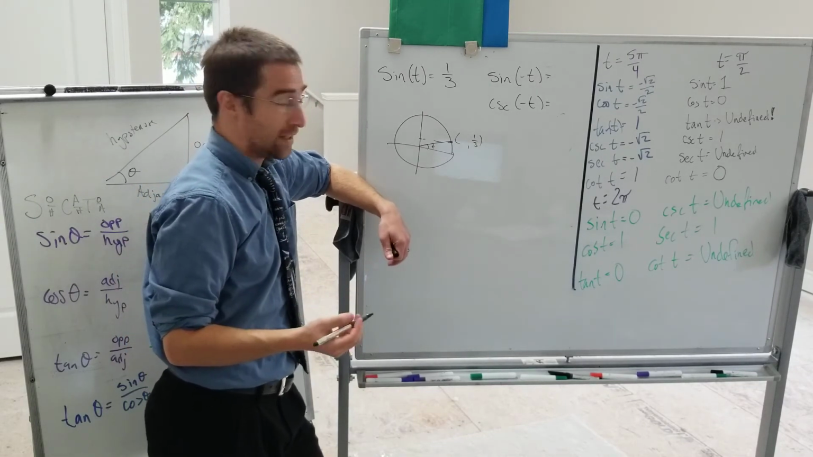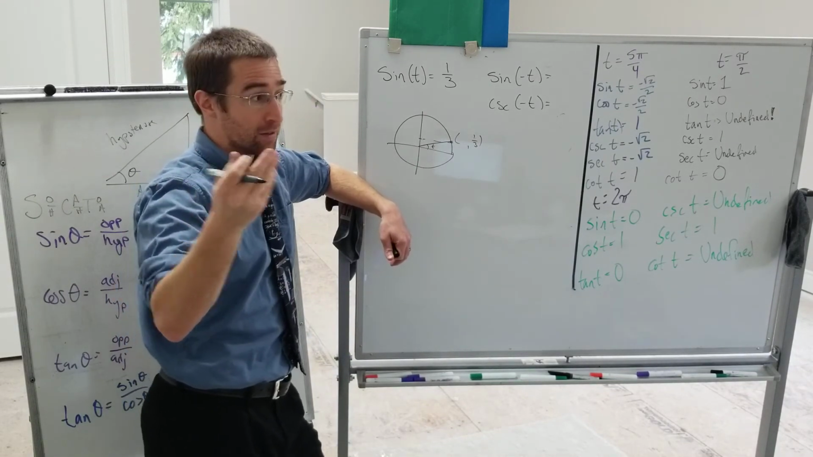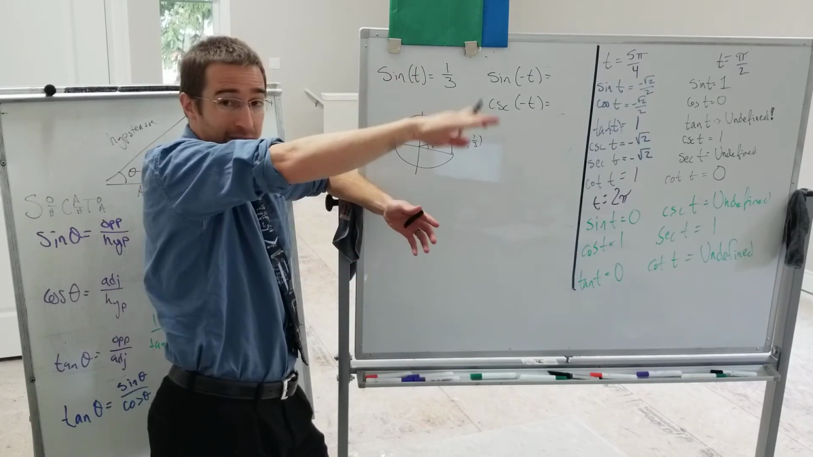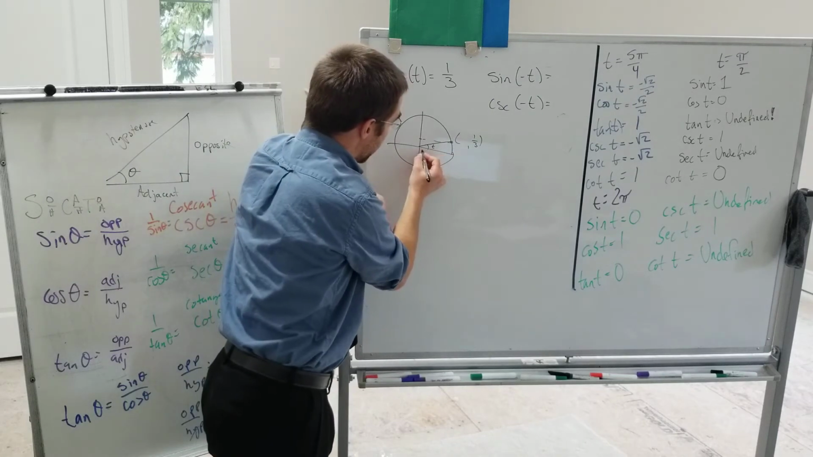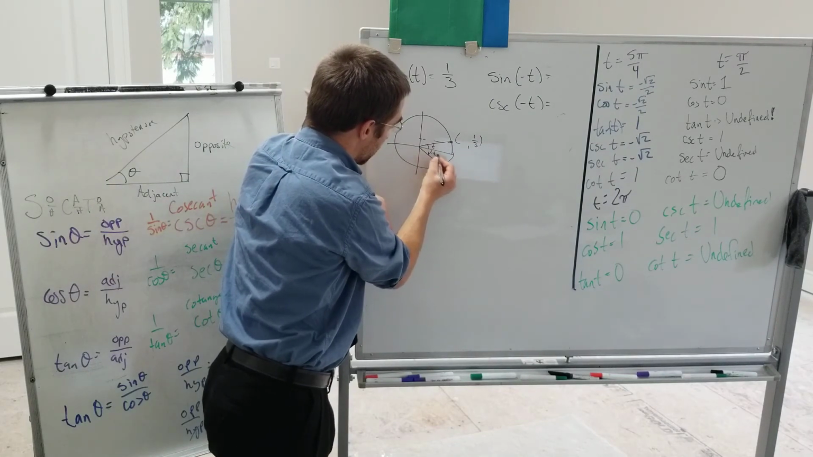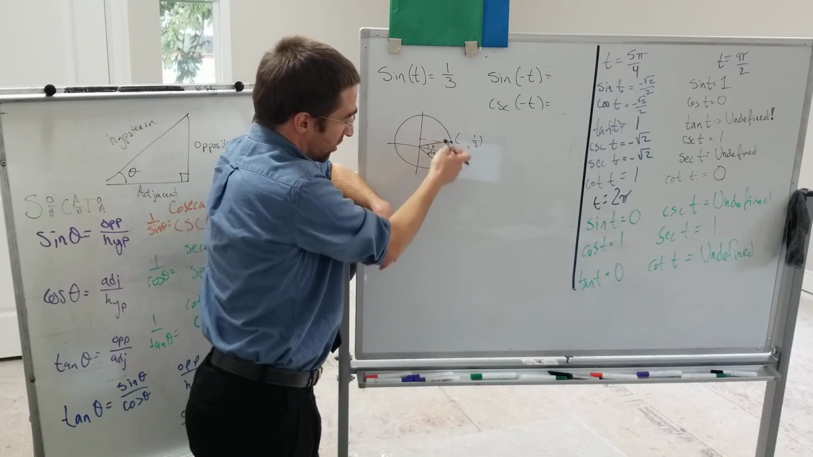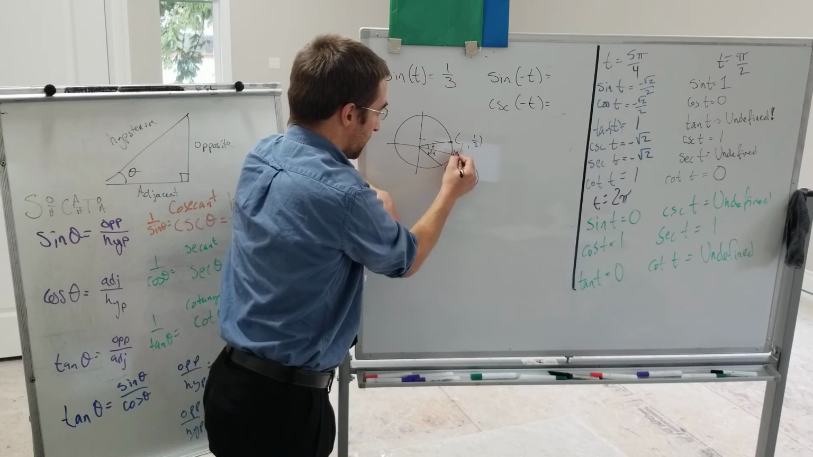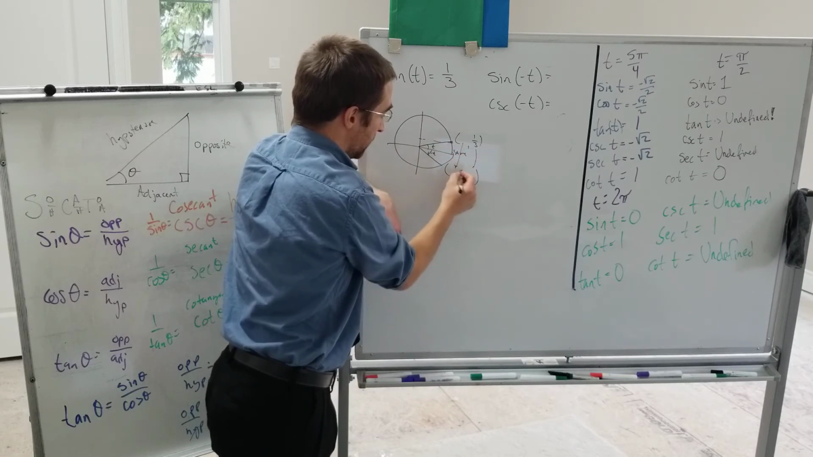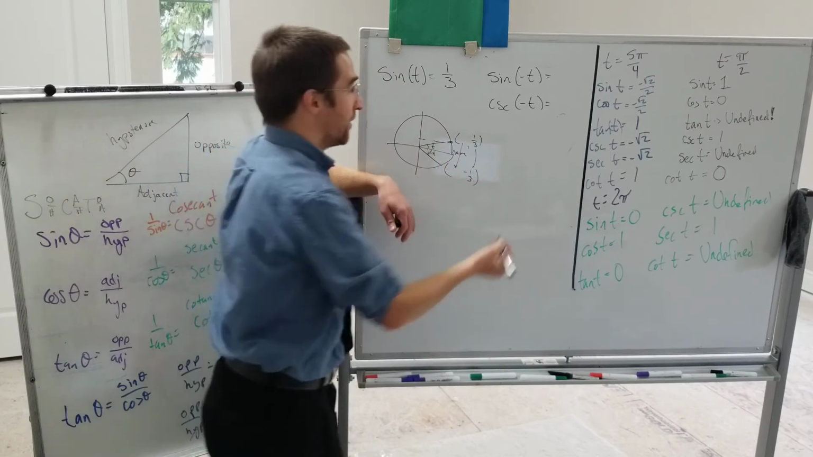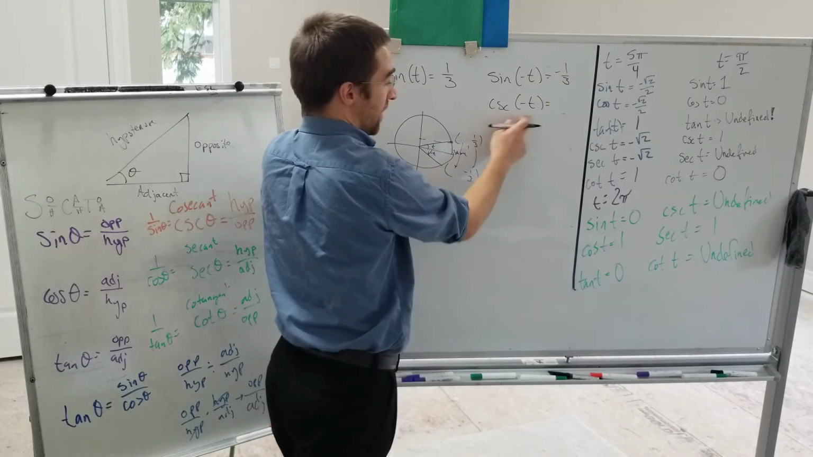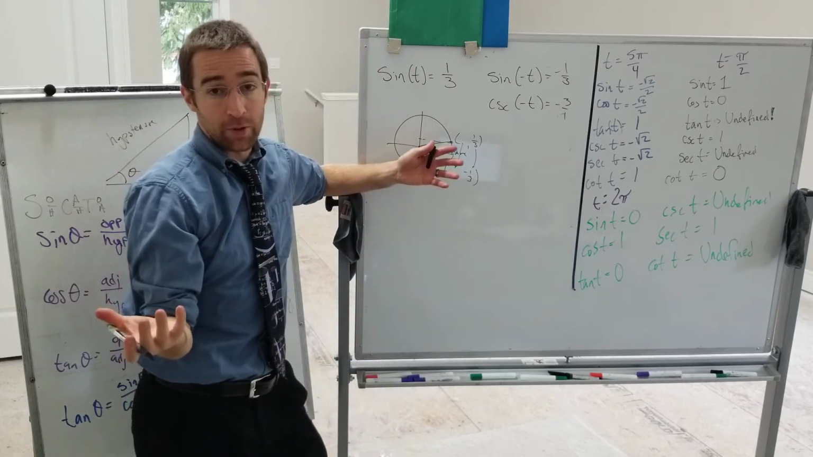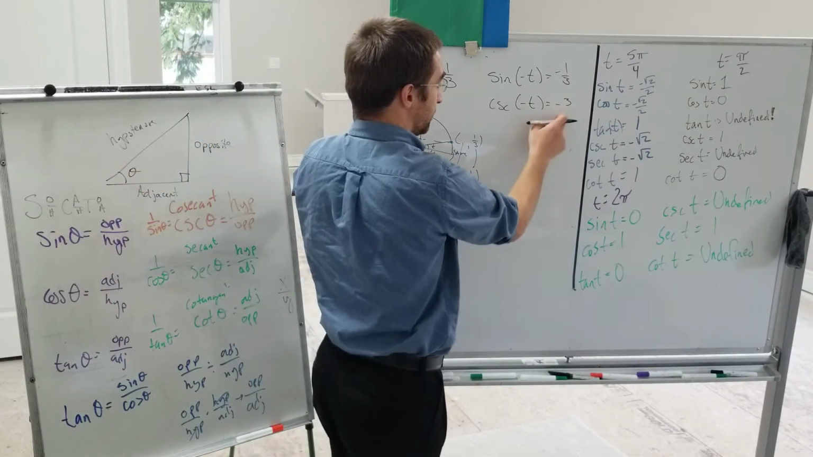If I have negative t, remember, it's an angle that we're talking about. Positive angles go this way, negative angles go that way. So I'm going to go negative t, and that creates a reflection over the x-axis. So the x number is going to be the same. The y number is now going to be negative. And then if I want the cosecant, it's the flip, the reciprocal, so -3 over 1, or just -3.